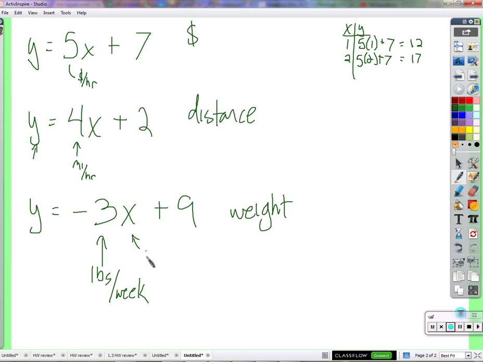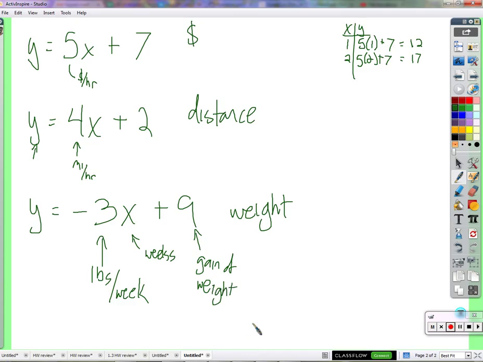Weeks. How many weeks have gone by? All right. And what does this 9 represent? He gains 9 pounds of candy. So that 9 is just, it doesn't happen consistently, right, for every week that goes by. It just happened once, right? So he loses it and he just gains some weight one time.